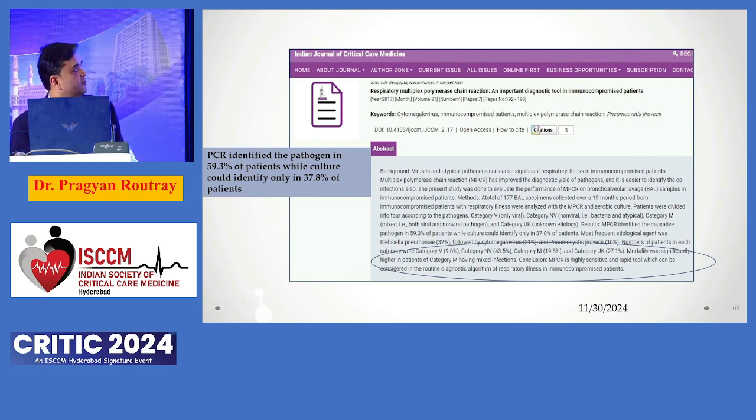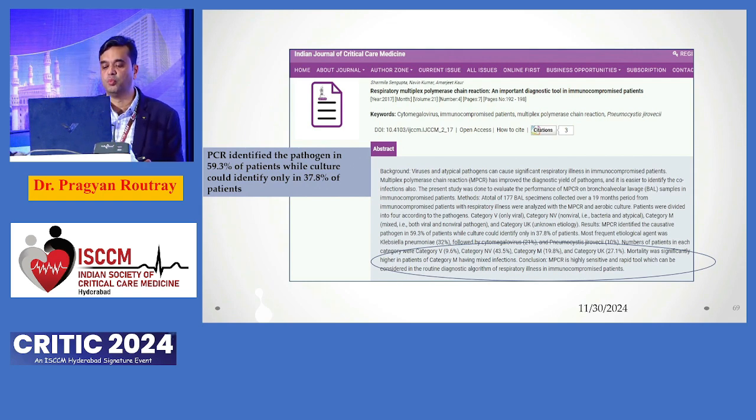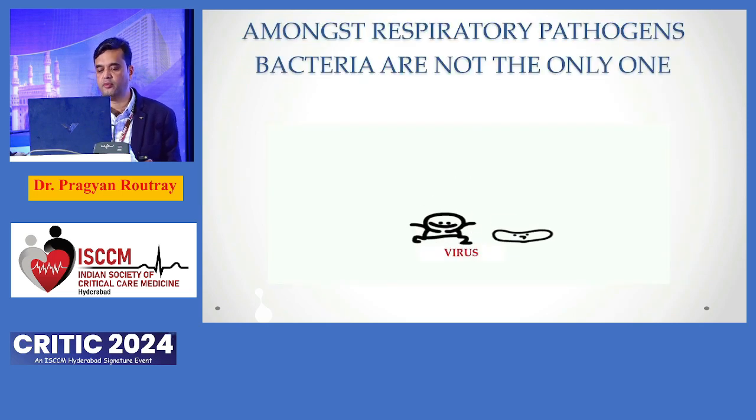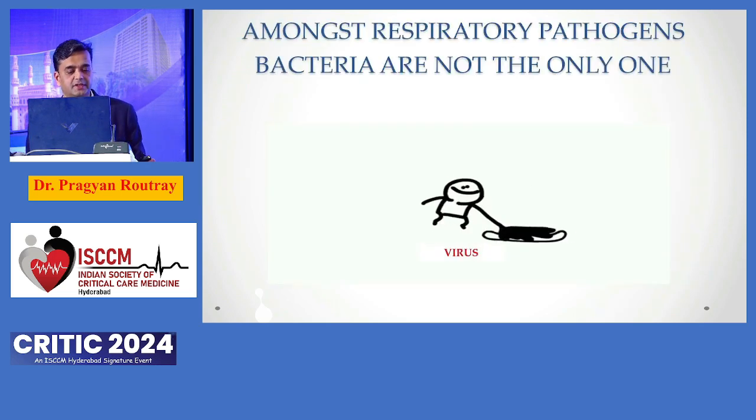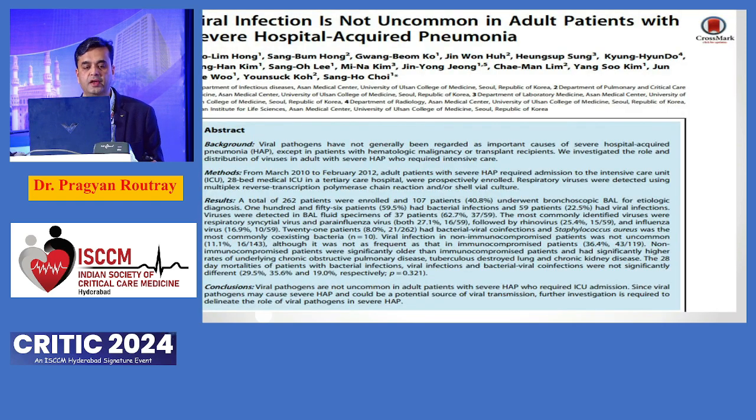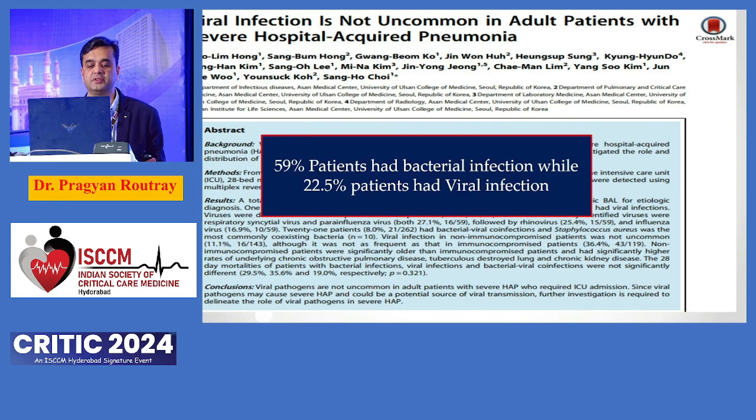We have an Indian study? Yes, we have this Indian study, Sengupta et al. They have reported that PCR identified the pathogen in 59.3% of the patients, while culture could identify only 37.8%. That is again 1.5 times more than routine culture can detect. As we all know, bacteria are not alone, viruses can also cause a lot of LRTI. This study itself showed that 59% of patients had bacterial infections, while 22.5% had viral infection, in this last study which has taken 2000 patients of pneumonia.